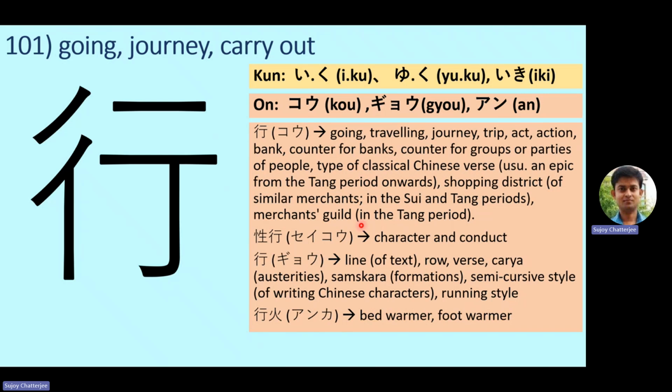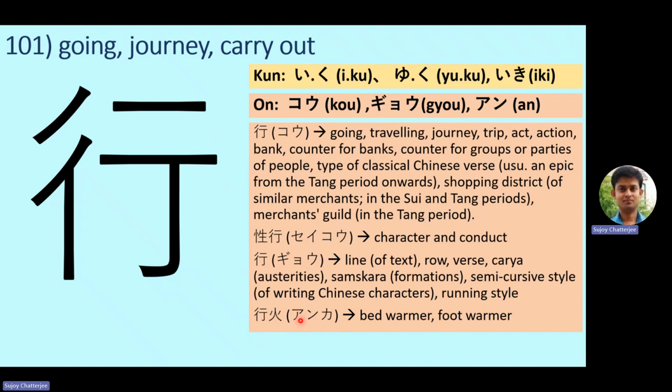Then we have Seiko. Seiko means character and conduct. Then we have Geo, which means line of text or row, verse, karya, austerities, sanskar, as we call in Sanskrit, sanskar, that is culture or formations. Then semi-cursive style of writing Chinese characters or the running style. So that also this character may mean when the reading is geo.